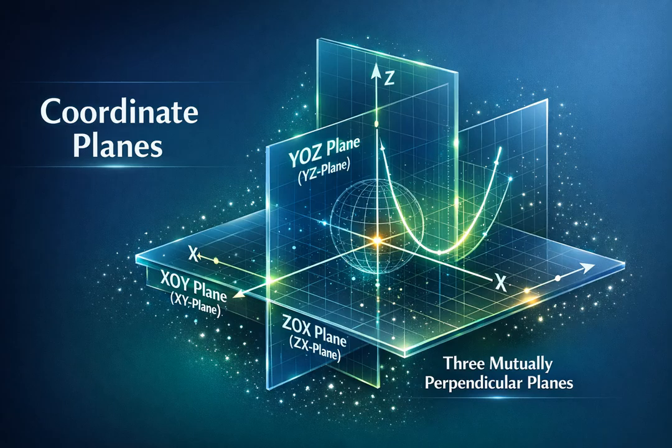The 3 coordinate planes are: the XY plane, horizontal, called XOY, the YZ plane, called YOZ, and the ZX plane, called ZOX. Think of the XY plane as the floor, and the other two as perpendicular walls. These three planes are mutually perpendicular to each other, just like the floor and two adjacent walls of a room.